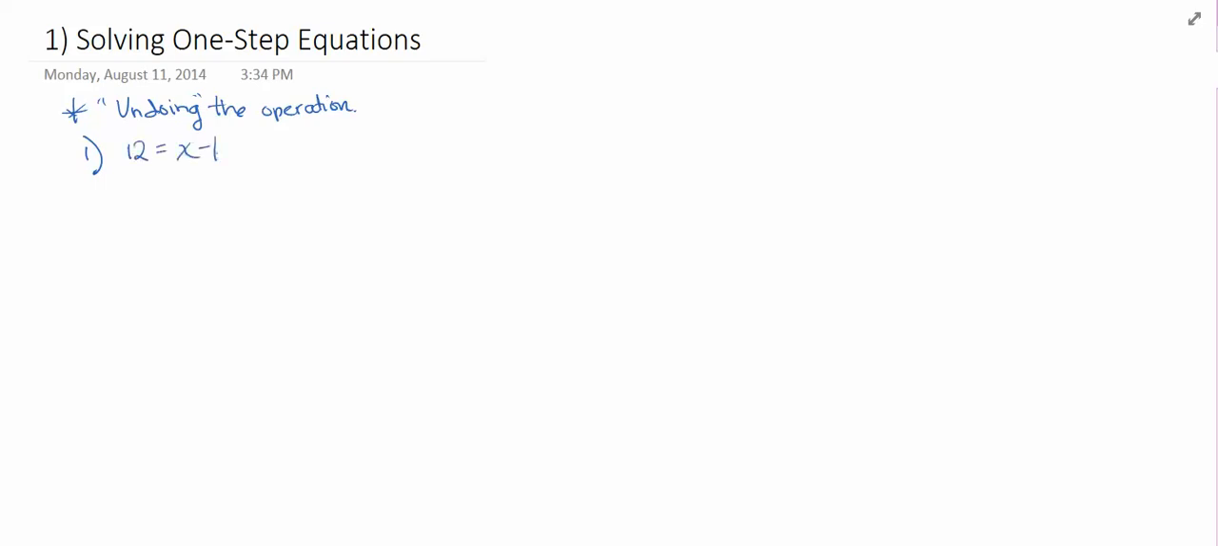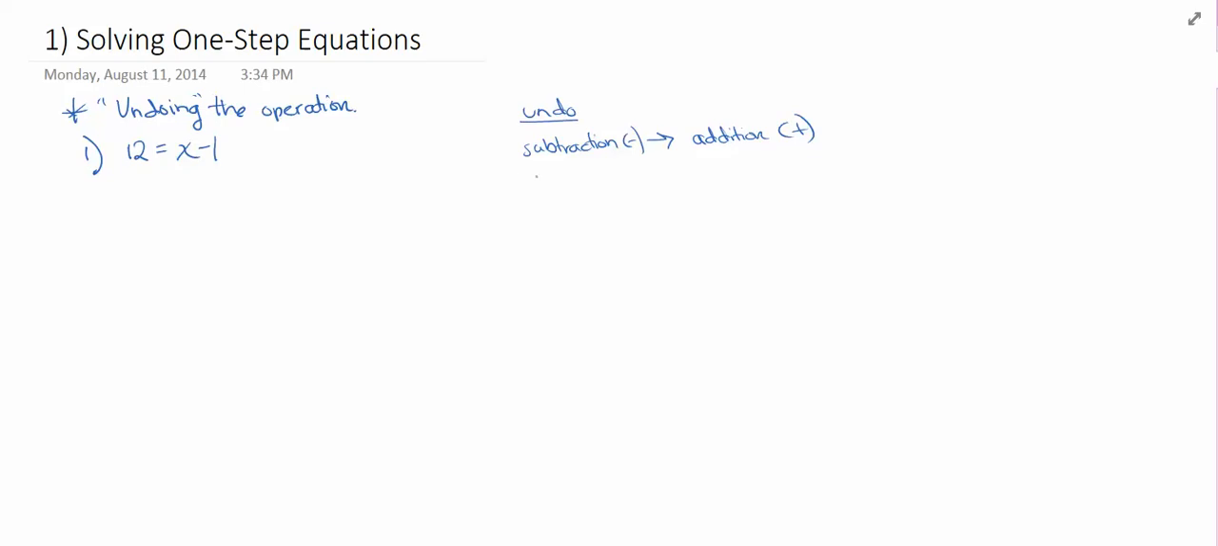You need to figure out what x is, so you need to undo all the operations so that you can get x by itself. So for example, if you have a subtraction, in order to undo that, you would want to add to both sides. So in order to undo subtraction, you're going to do addition. Okay, they undo each other so that you can get the variable by itself.